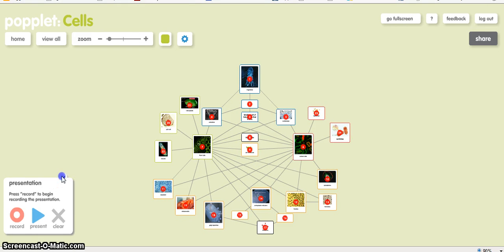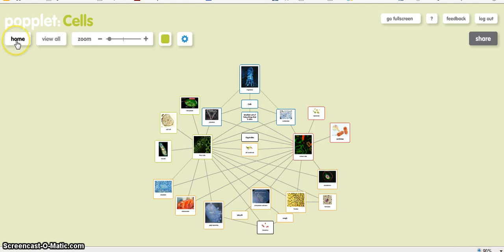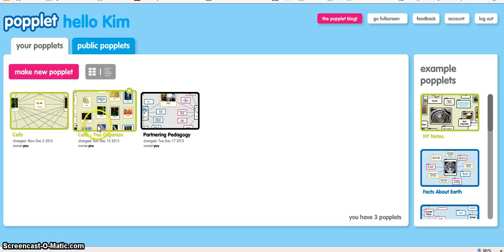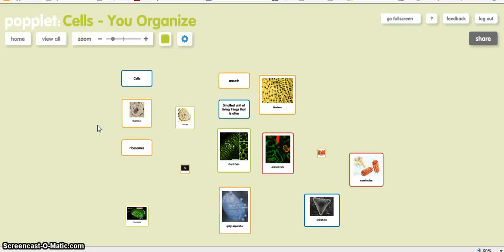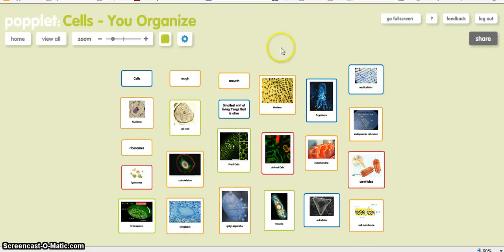Now, if I exit presentation mode and go home, you can see that I have taken the lines out and I have put these in random order. See if you can arrange them, group them, connect them in ways that make sense to you. Have fun.